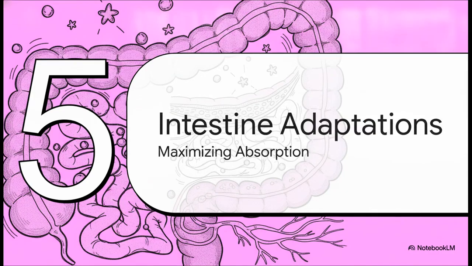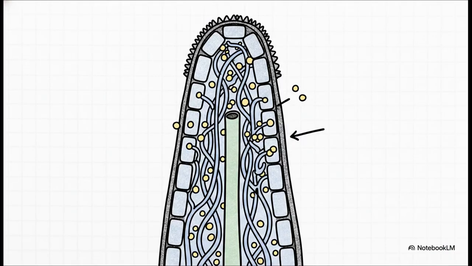Boom. Section 5. Intestine adaptations, or how we maximize absorption. Okay, so the enzymes have done their job and the food is now broken down into tiny, soluble molecules. But how do we get them into the bloodstream as quickly and efficiently as possible?